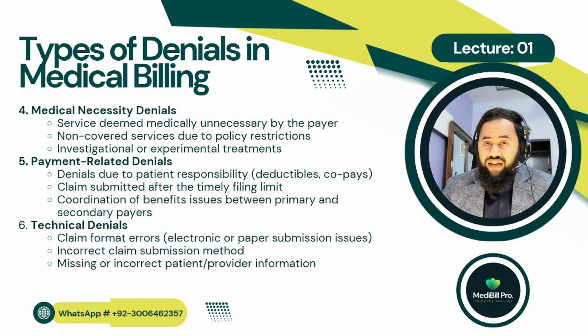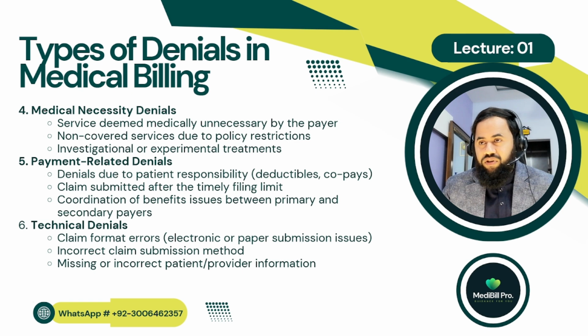The sixth kind of denial reason could be technical denials, like claim format errors and electronic or paper submission issues. Some payers are going to accept paper claims only. So whenever you submit an electronic claim to them, they are not going to process or adjudicate that claim, or they are not accepting that format. So you need to submit the claims through paper. And some companies are going to accept claims only electronically, so vice versa situations can arise.